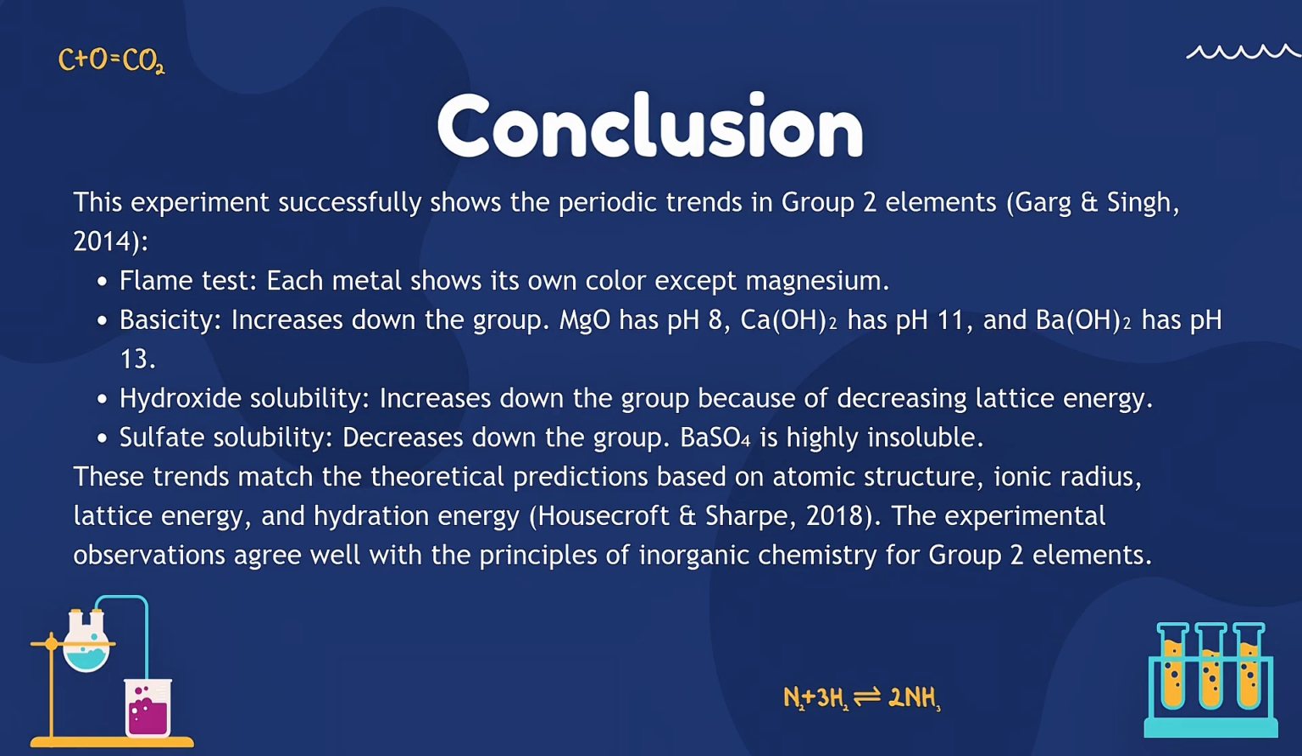In conclusion, the experiment clearly demonstrates periodic trends in group 2 elements. Flame tests show characteristic emission colors, basicity increases down the group, hydroxide solubility increases, and sulfate solubility decreases. This result aligns well with the theoretical principles involving ionic radius, lattice energy, hydration energy, and electron structure.